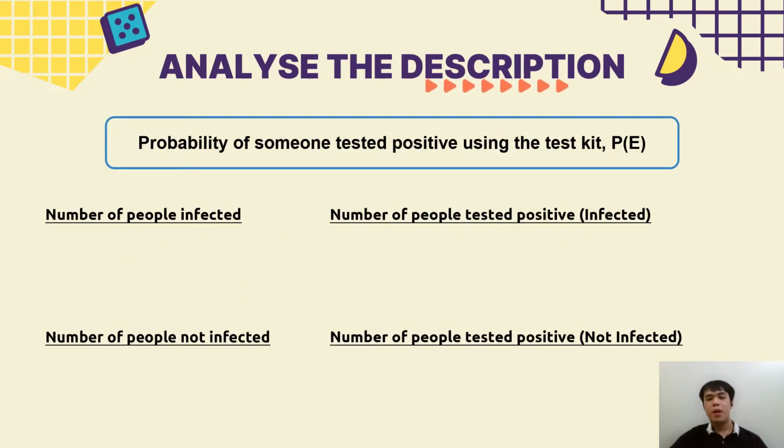So the last info is about the probability of someone being tested positive using the test kit, which is P(E). First, we assume that there are 100,000 people, 42,000 people are infected, while the other 58,000 people are not infected.